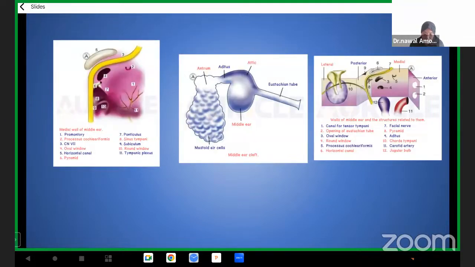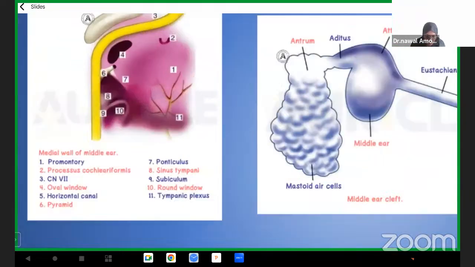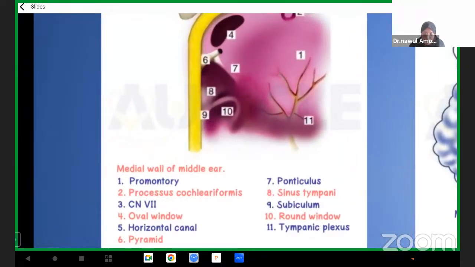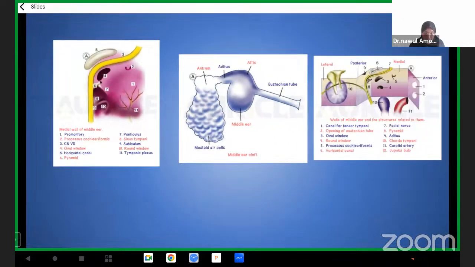Let's go back to the diagram again. So here, the 8th one is the sinus tympani. Okay. So this is due to an impression. It forms the sinus tympani.